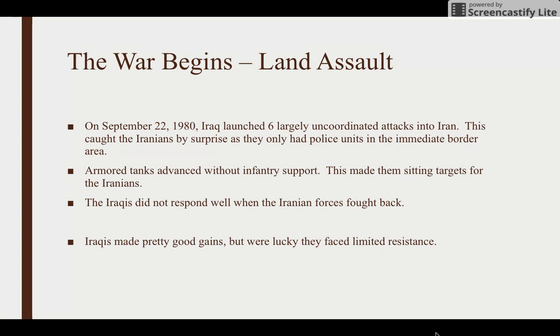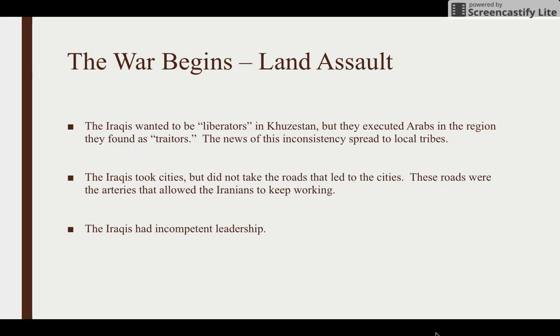However, their furthest reach is going to be about 1% of Iranian territory. They're maybe getting a little less than 100 kilometers into the country. The idea is that the Iraqis also wanted to be like the liberators of this region. This region is kind of mixed between Arabs and Persians, and they wanted to be the liberators of the Arabs that are living along the border.